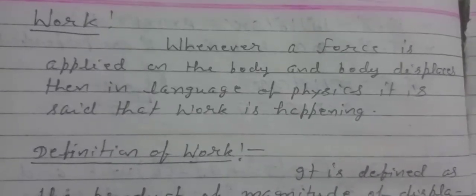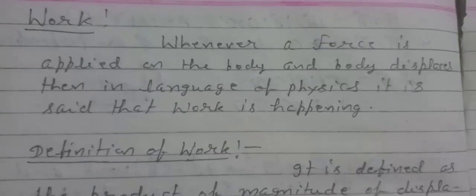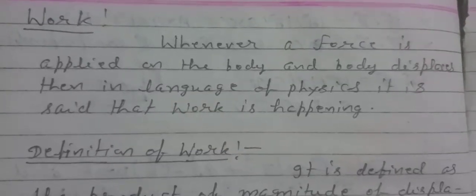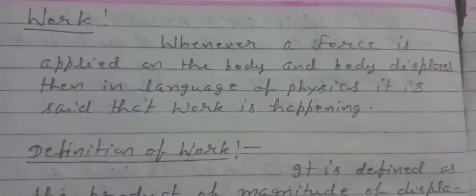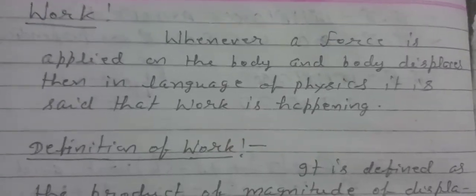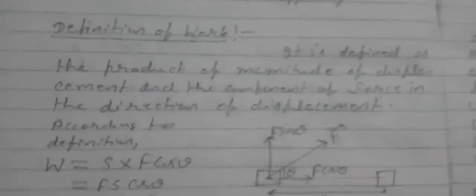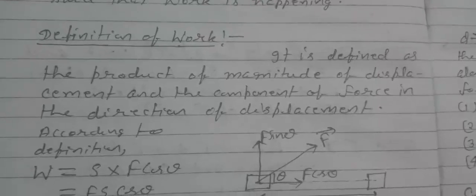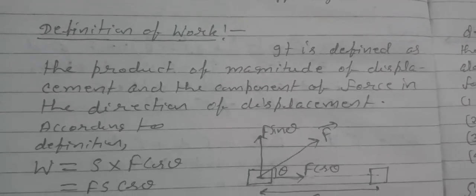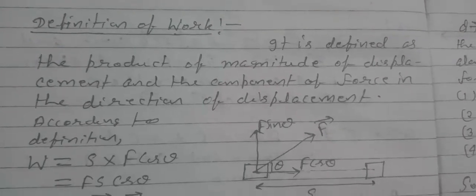Now today I am going to discuss work. Whenever a force is applied on a body and the body is displaced, then in the language of physics it is said that work is happening. Definition of work: it is defined as the product of the magnitude of displacement and the component of force in the direction of displacement.